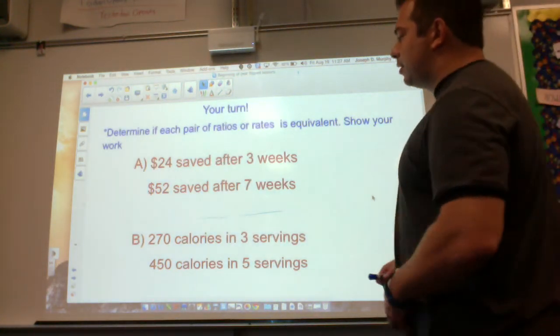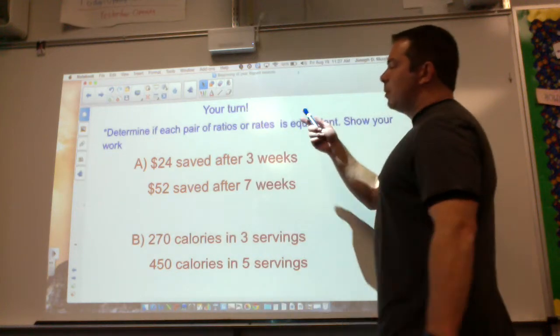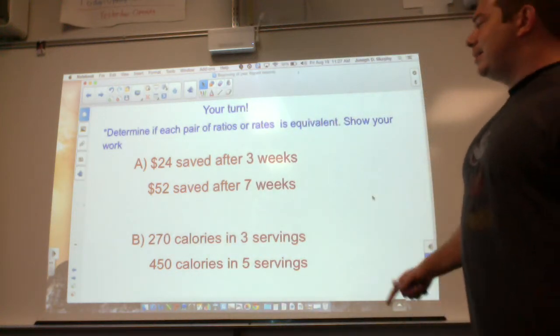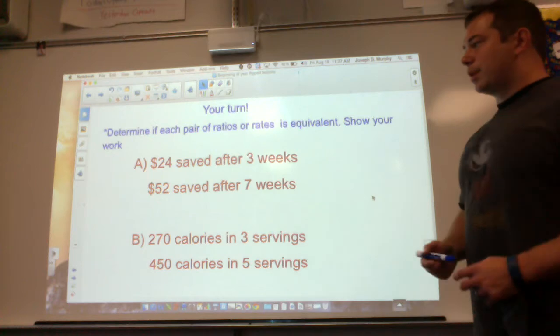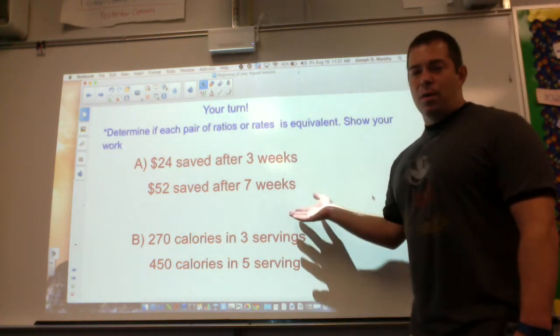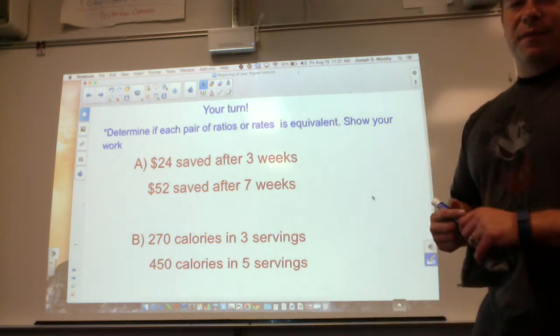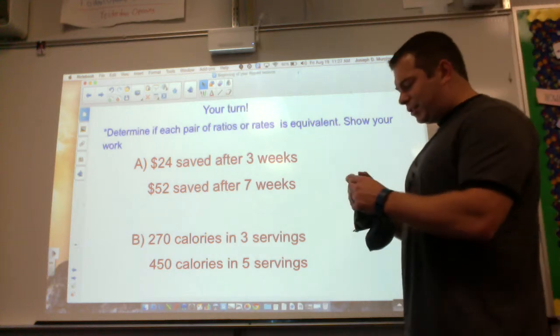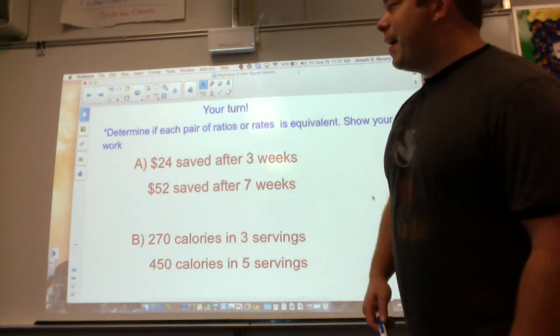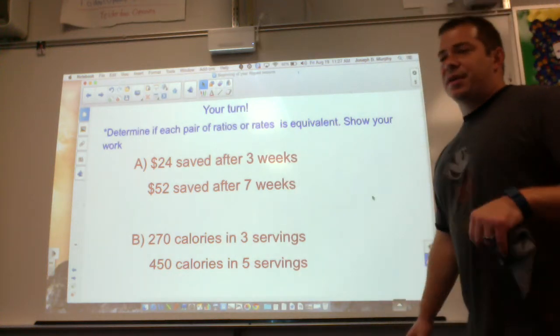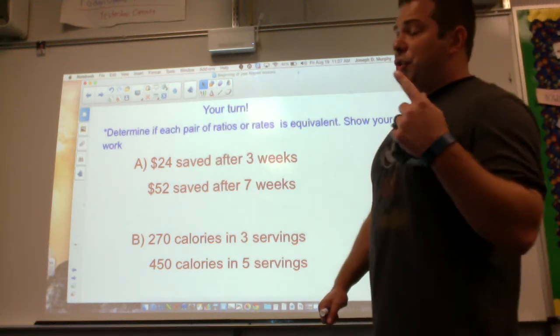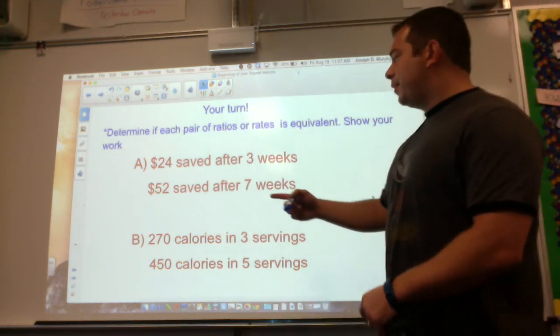All right, now it's your turn. Determine if each pair of ratios or rates is equivalent. Show your work. So just don't say yes or no. Show me your work. So let's set up the first one together. Well, actually, no, we're not going to set up together, because you have to determine on your own if you're going to use unit rates. All right, bring both of these to unit rates.